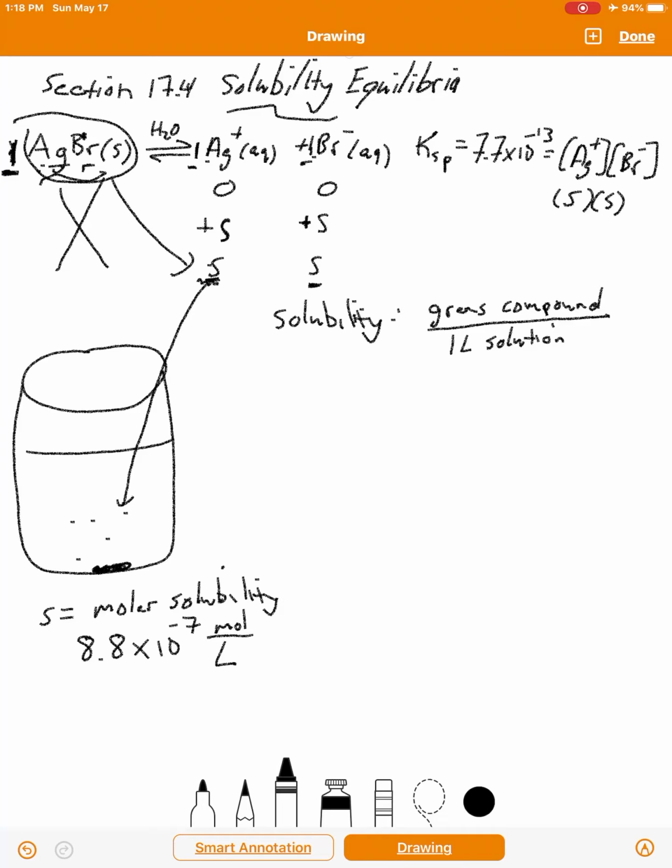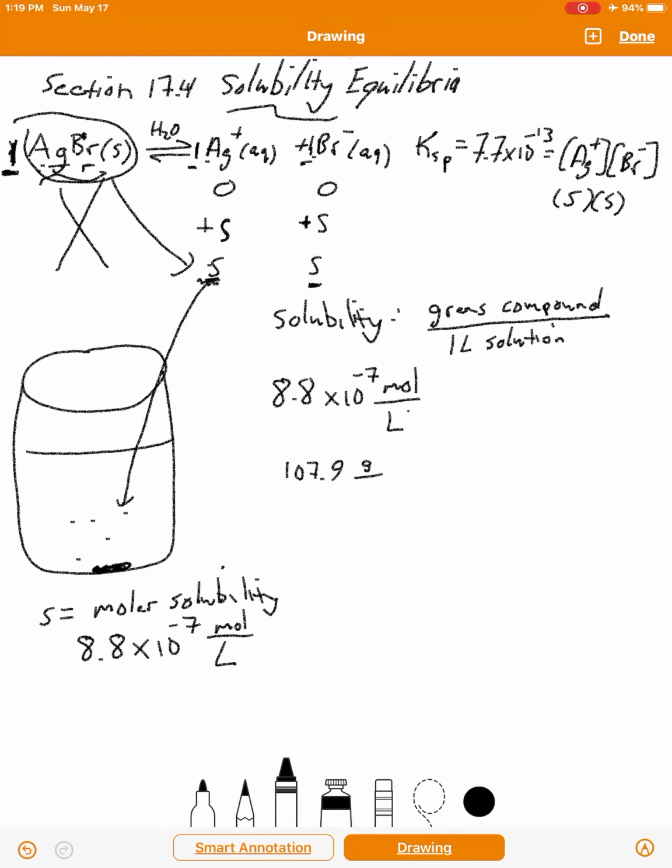So all we need to do is take our 8.8 times 10 to the minus 7 moles per liter and convert that to grams per liter. And the way we convert the moles of a substance into the number of grams of the substance is we use either the molar mass or the formula mass. So we're going to use the formula mass for silver bromide. So when we go to the periodic table and we look up how much these elements weigh, silver is 107.9 grams per mole, and then bromide is 79.90 grams per mole. So I'm going to go ahead and do that calculation here.